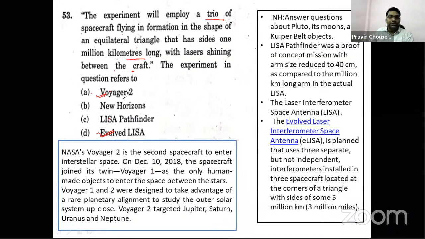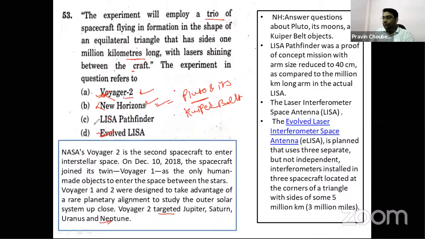Voyager 2 is a NASA mission that was started in the 1970s, and this is a single spacecraft, whereas the question is talking about three spacecraft. Voyager 2 targeted Jupiter, Saturn, Uranus, and Neptune to know their atmospheres. New Horizons is also a NASA mission with a single spacecraft, to study Pluto and its moons, and its mission objective is also to know about the Kuiper belt. So you can easily eliminate Voyager 2 and New Horizons.